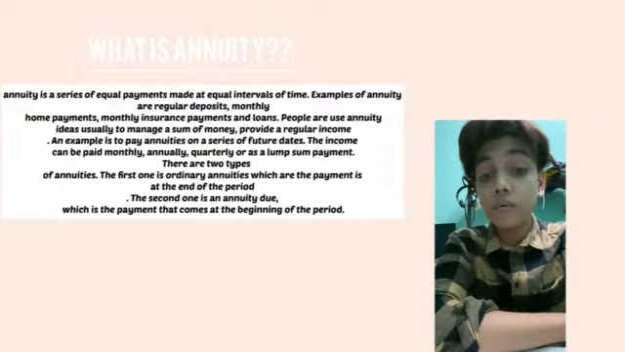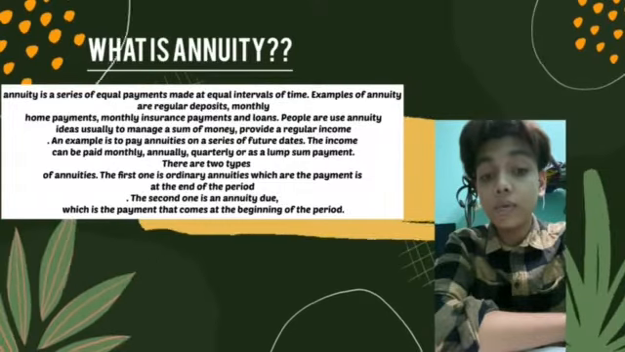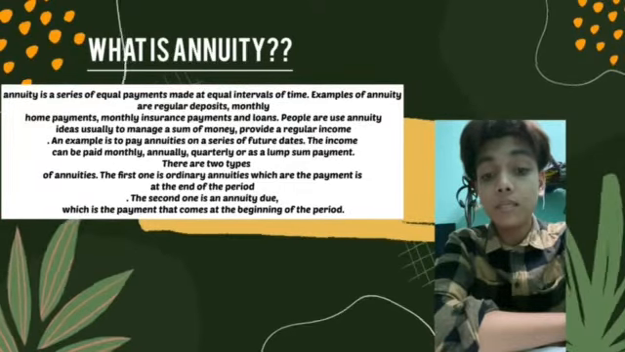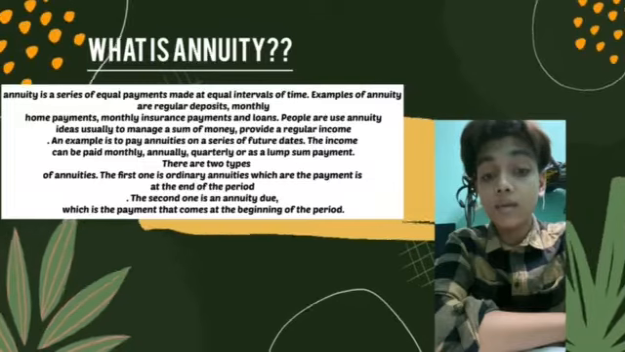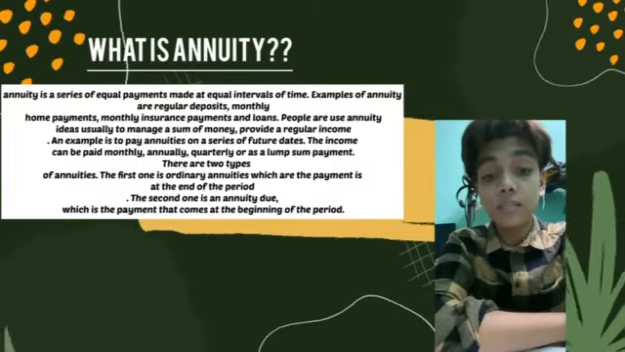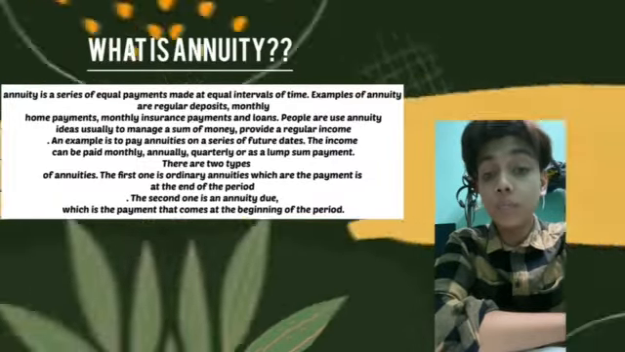There are two types of annuity. The first one is ordinary annuity, where the payment is at the end of the period, and the second one is annuity due, where the payment comes at the beginning of the period.